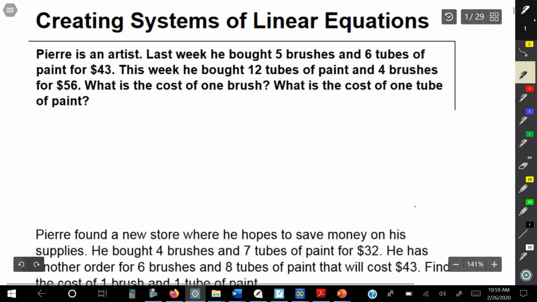All right, so what we want to do today is take a look at a word problem and create a system of equations, create two equations, and solve for that system. So let's take a look at this first example here.